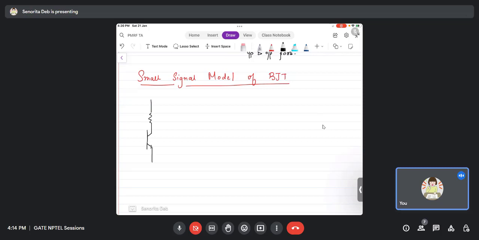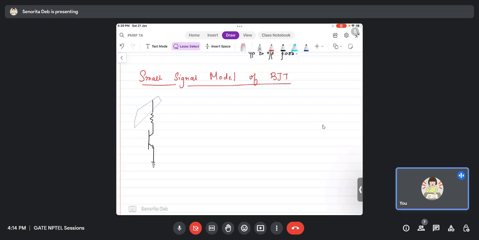I am now not using any emitter resistance, and I hope you remember from the bias class we took last week, from the stability point of view we solved the circuits, and we saw why emitter resistance is put. I had told you that there are some problems with putting this emitter resistance, and we will see that when we see the amplifier.